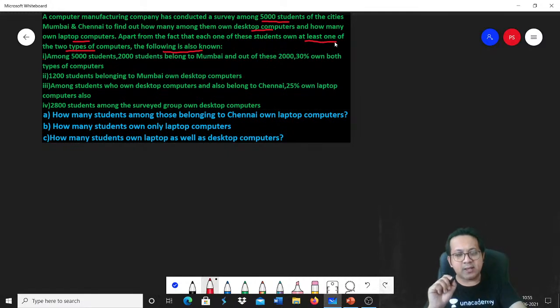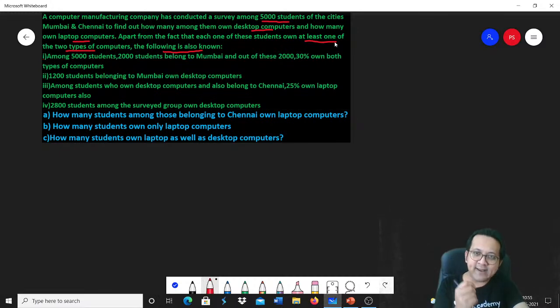At least one means what? Minimum one of the 2. So they own either a laptop or a desktop. So there is no student among the 5,000 who does not own any of these. So n equal to 0 will not be a case. Meaning there is no student who owns neither laptops nor desktops. So everyone owns either laptop or desktop or both. Correct? Fine. Next, first point.